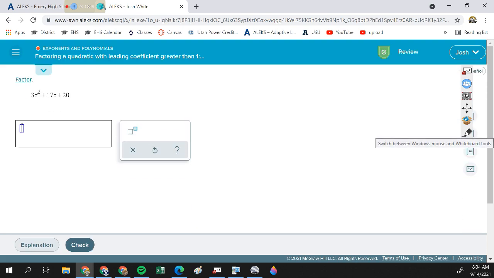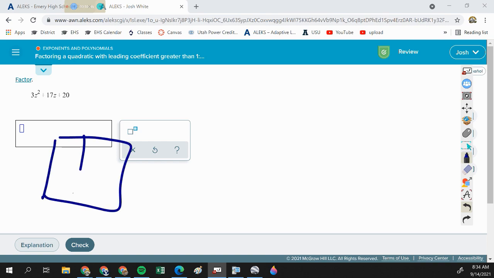Okay, this just says factor. So when it says factor, we don't have to do the equals 0 part. Okay, I draw the box. I put in 3z squared in the first box and 20 in the last one. Multiply those together, 60z squared.